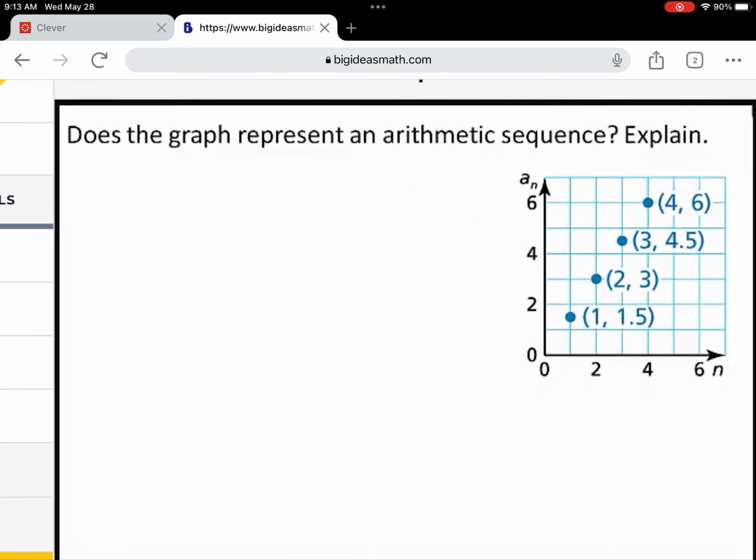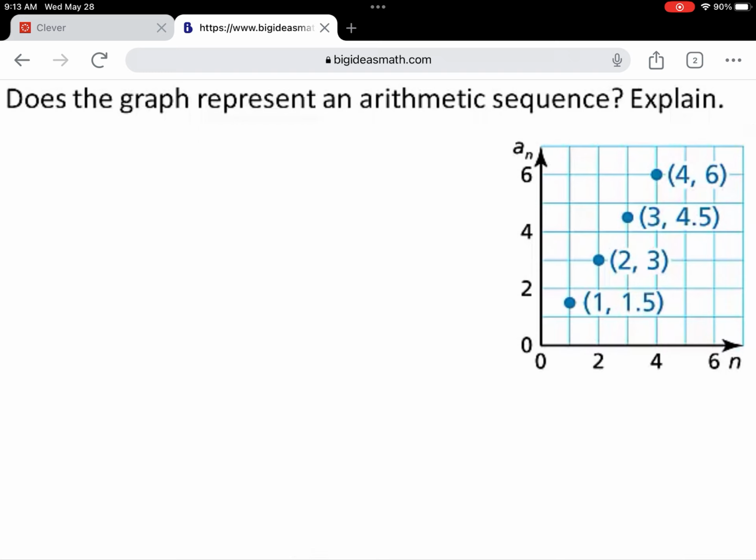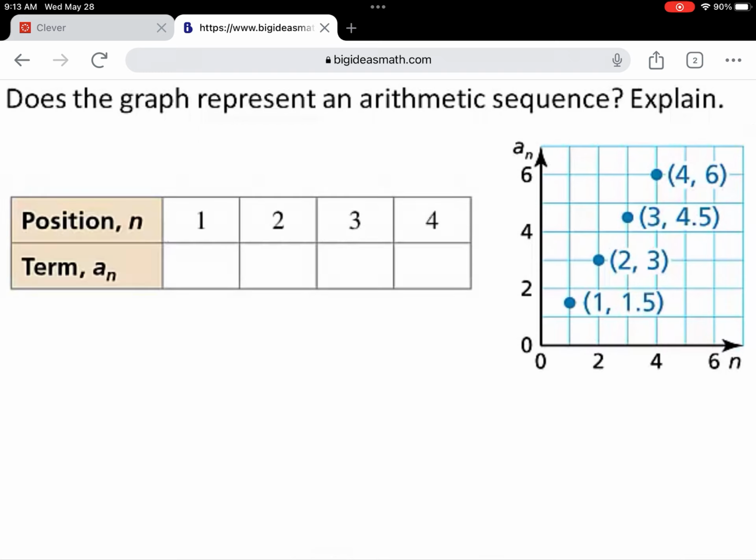Does the graph represent an arithmetic sequence? Explain. Make a table to organize the ordered pairs. Then determine whether there is a common difference. The first term is 1 5/10. The second term is 3. The third term is 4 5/10. And the fourth term is 6.